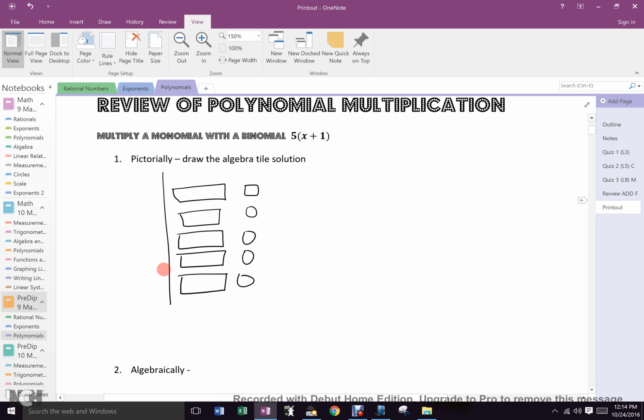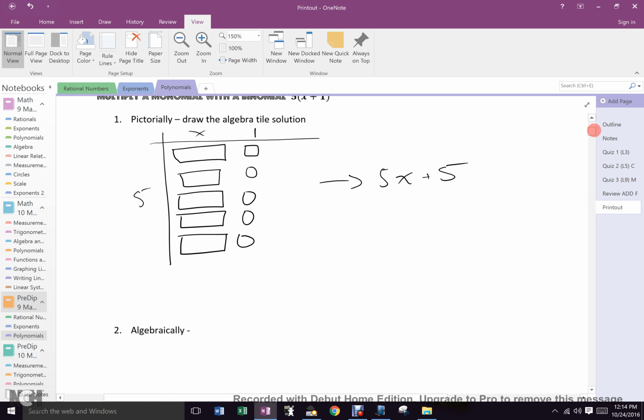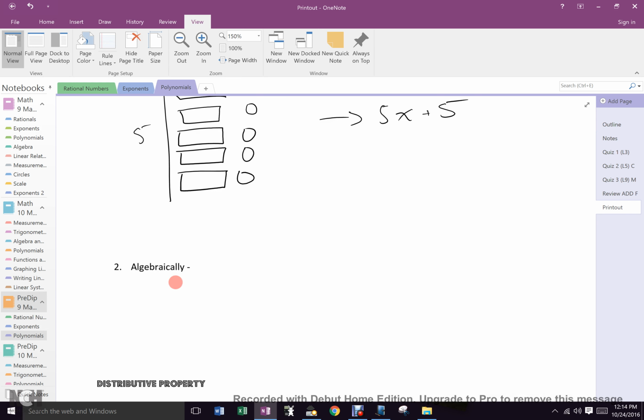And what are you going to have? 5 of x plus 1, and you're going to get what for an answer? 5x plus 5. Right? Great. Now do that algebraically.